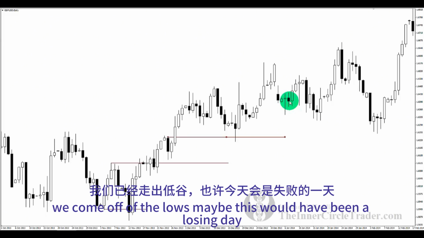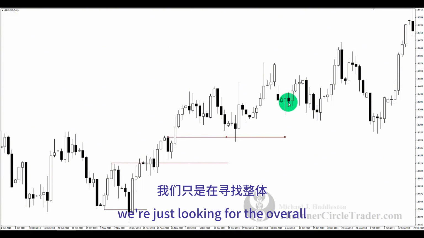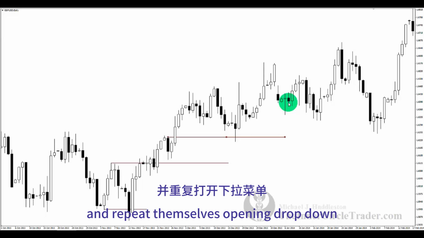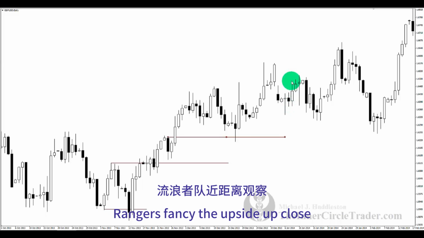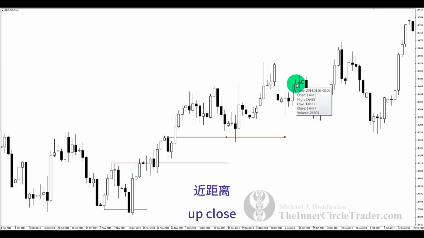We come off of the lows. Maybe this would have been a losing day. Maybe it's a missed opportunity. Who knows? We don't know. Again, we're just looking for the overall tendency for these environments to create and repeat themselves. Opening, drop down, range expands into the upside, up close. Same thing. Open, drop down, range expands to the upside, up close.